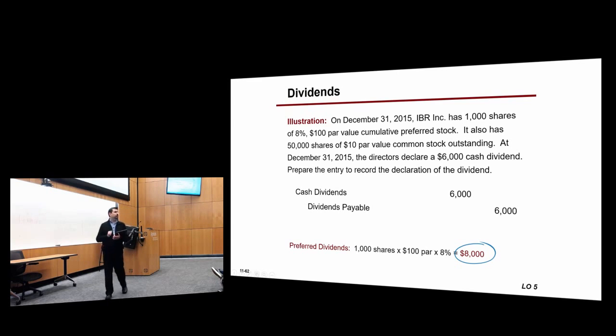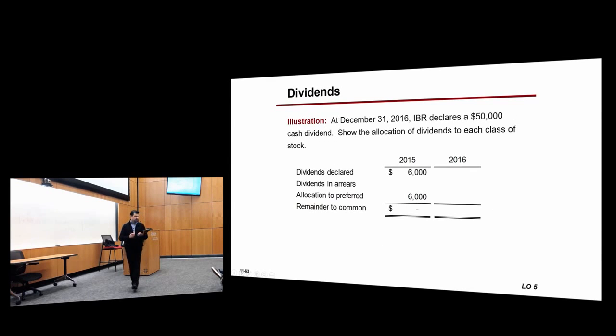The journal entry will be cash dividends and dividends payable, 6,000 to 6,000. This is how you record the journal entry for cash dividends. You debit cash dividends, you credit dividends payable. You haven't paid it yet.